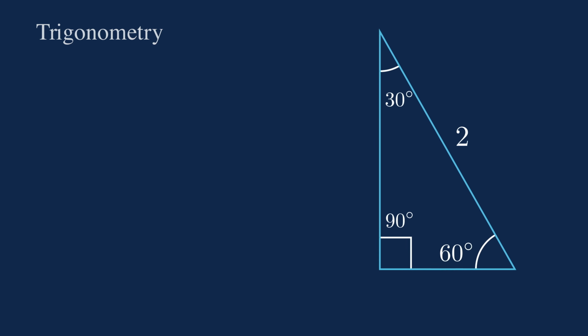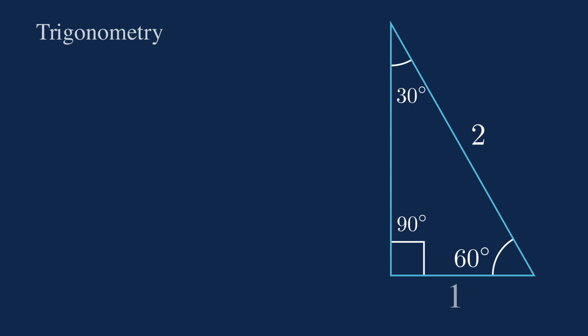Using the Pythagorean theorem, with side length of 1 and hypotenuse 2, we can solve for b. 1 squared plus b squared is equal to 2 squared, where c is our hypotenuse 2 and a is the bottom side 1. 1 plus b squared is equal to 4, and b squared is equal to 3. If we take the square root of both sides, we get b is equal to the square root of 3.